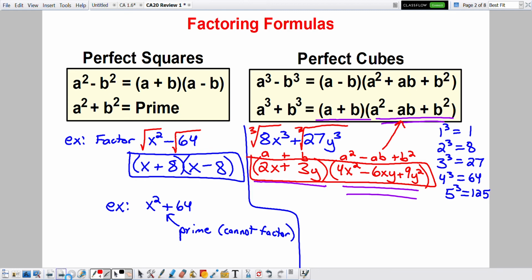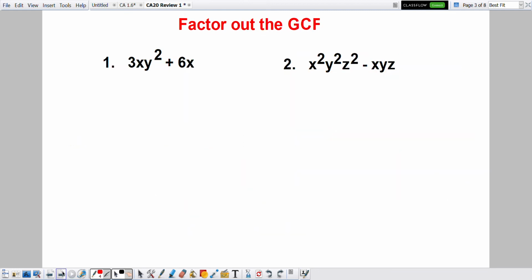Okay, moving on. Now this is actually the easiest kind of factoring. I'm going to go through all the different kinds. We're going to have factoring by grouping, factoring out the GCF, factoring trinomials, factoring special case trinomials, and you'll see what I mean. So number one, the greatest common factor is what you look for between the two terms. What do they have in common?